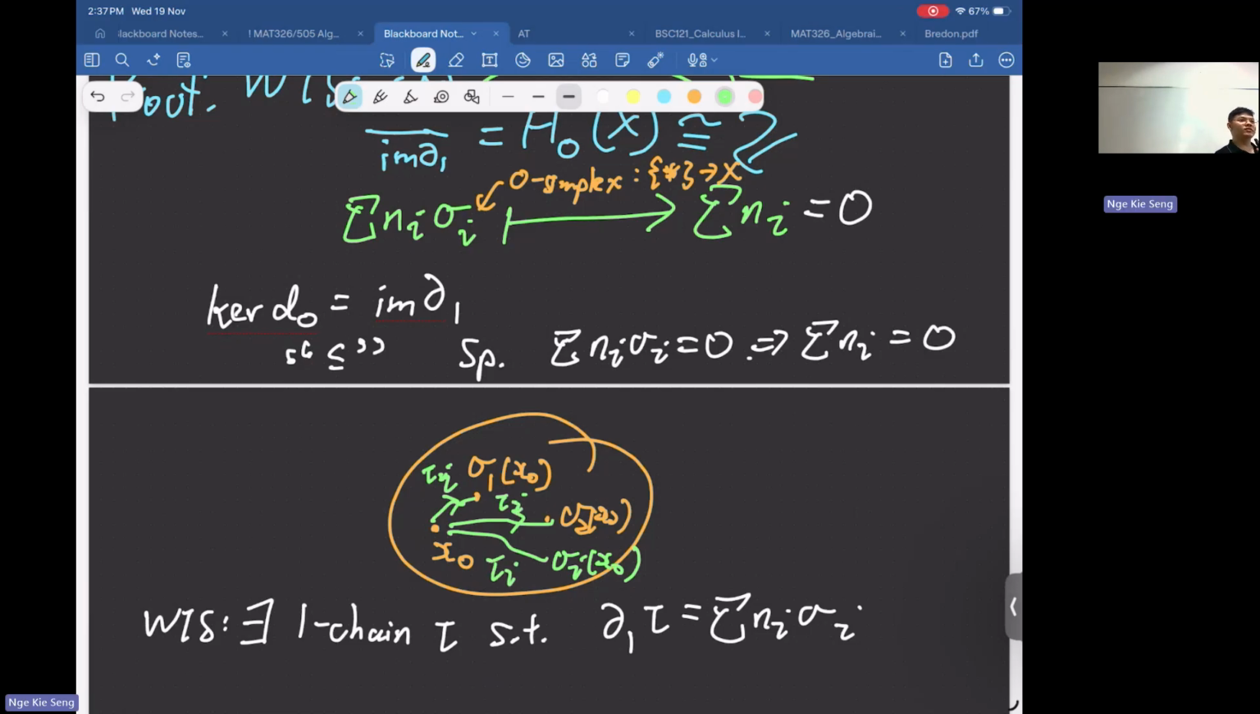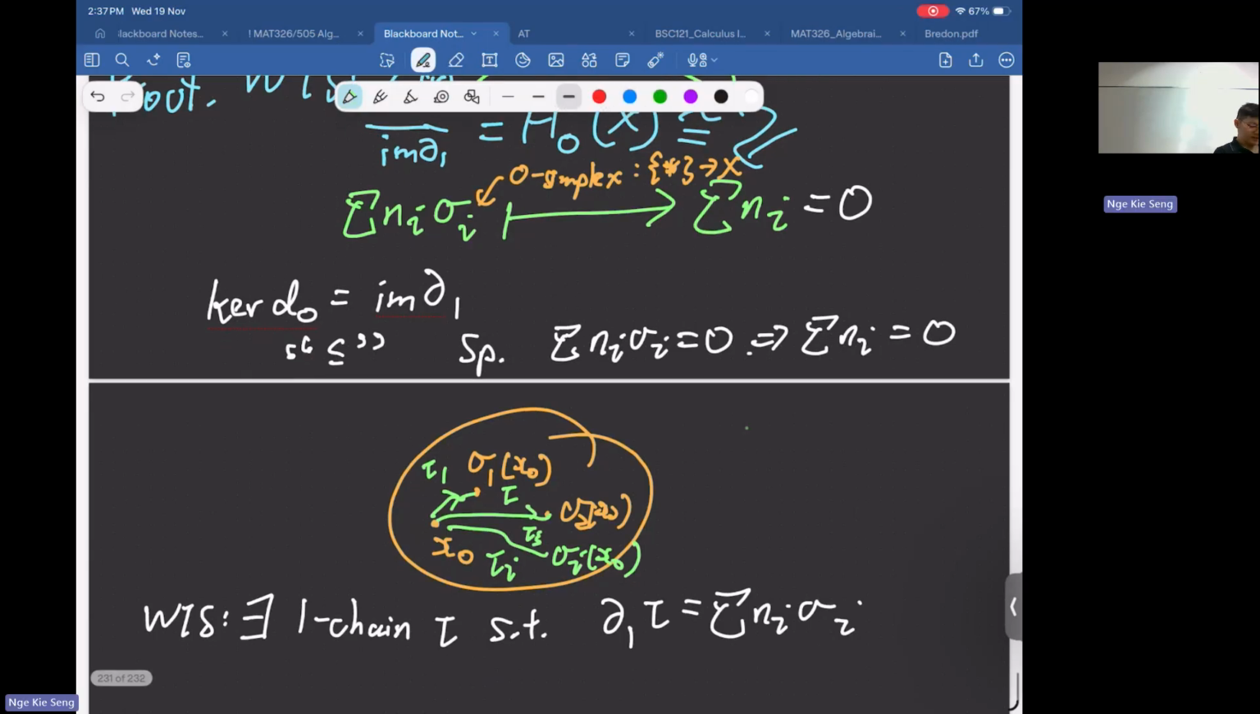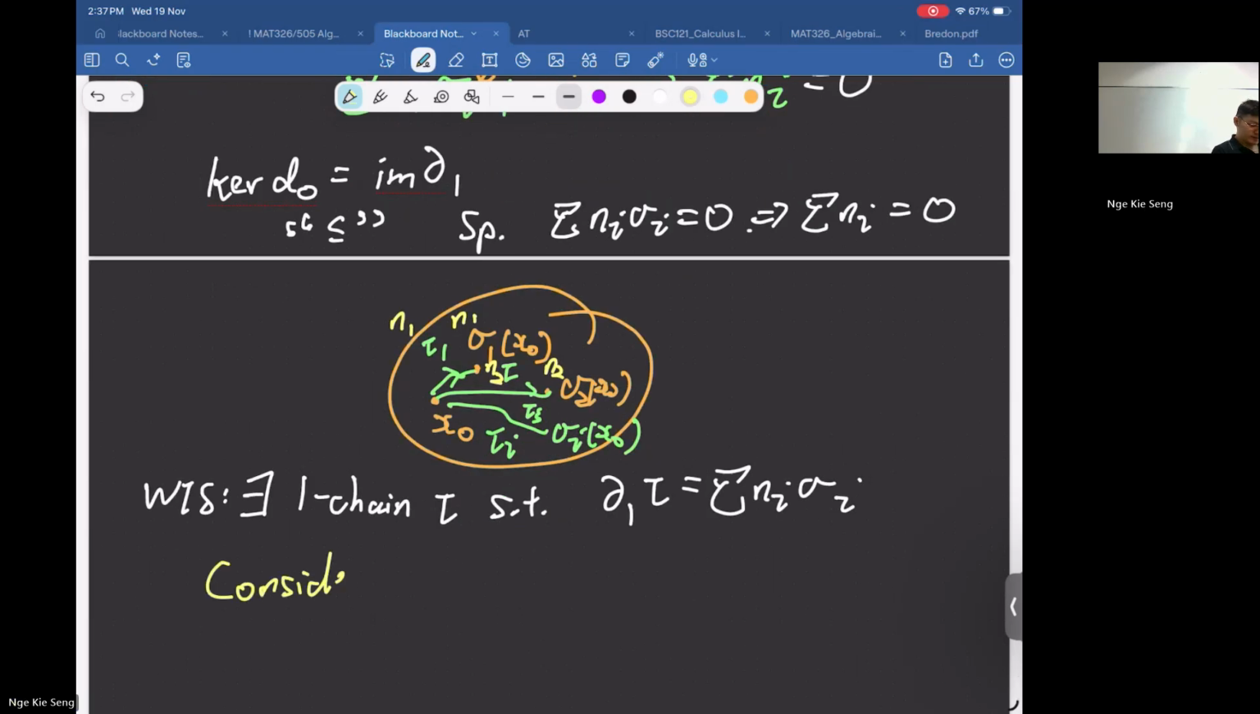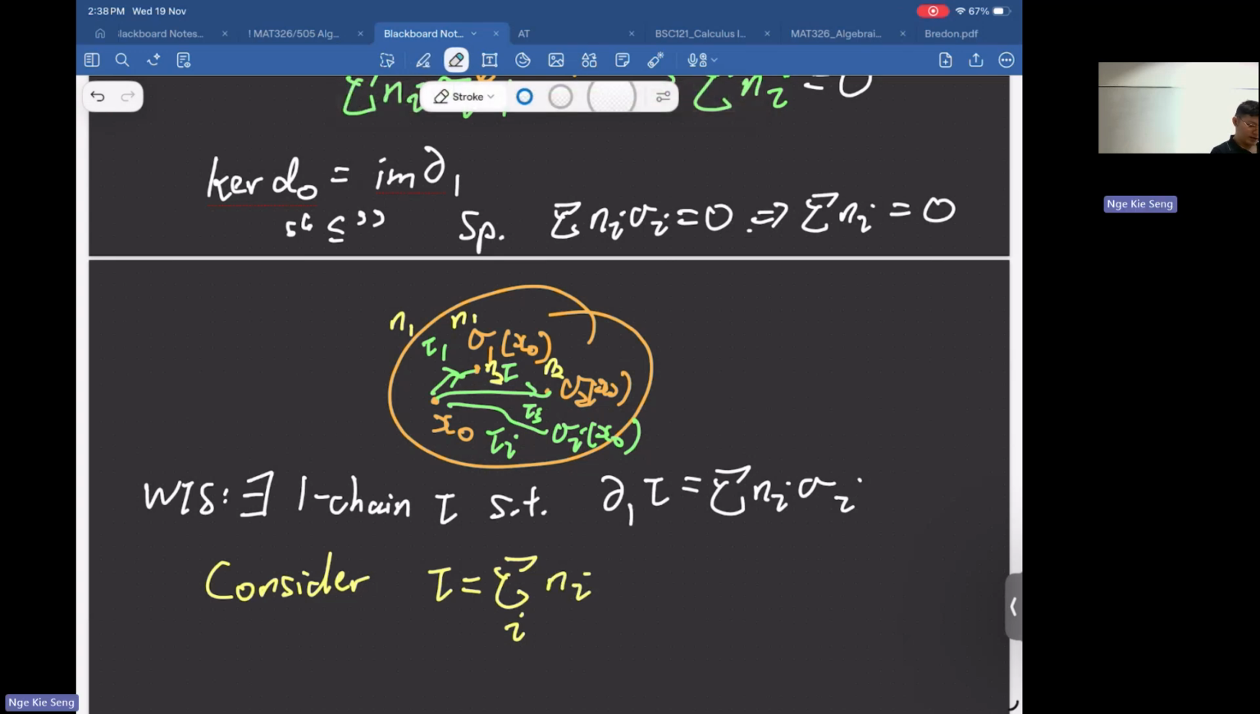Make sense? Tau 1, tau 2, tau 3, and so on, until tau I. And then I take the same linear combination that the sigma I has, because it will work. So I just make it work. I just consider tau to be the sum over I of ni tau I.